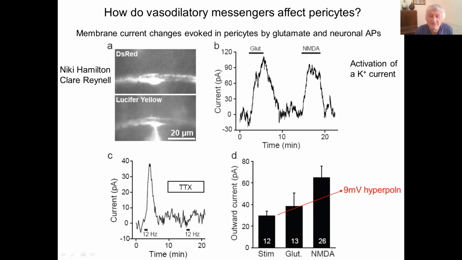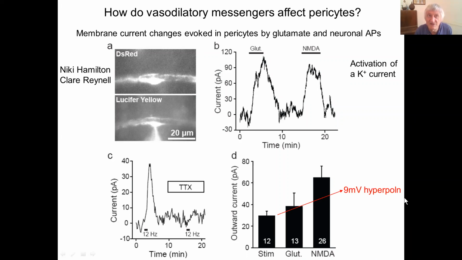Now, normally, of course, when you apply glutamate to cells, it generates an inward current, not an outward current, because it's opening cation channels with a reversal potential around 0 millivolts. What's actually happening here is that glutamate is releasing a messenger, it turns out to be prostaglandin E2, as I'll show you in a minute, which opens potassium channels. And these potassium channels generate the outward current and hyperpolarize the cell.